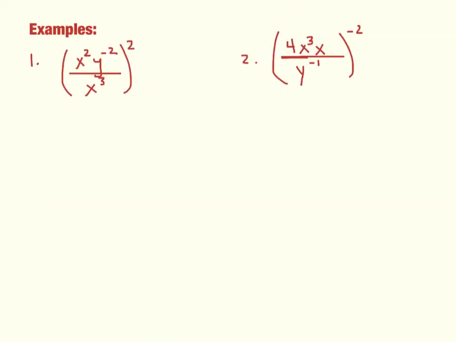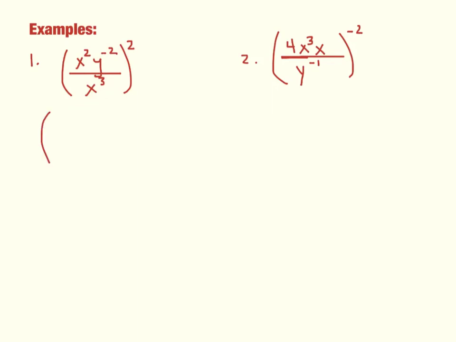All right, now we're just going to do a couple of examples. In this first example, we have x squared, y to the negative 2 over x cubed, all of this raised to the power of 2. Now, you can either give everything this power of 2, like distribute, the power of a power and the product of powers, whatever. Or you can simplify inside the parentheses first and then square. It doesn't matter. So I think it might be easier for us if we simplify inside the parentheses first.